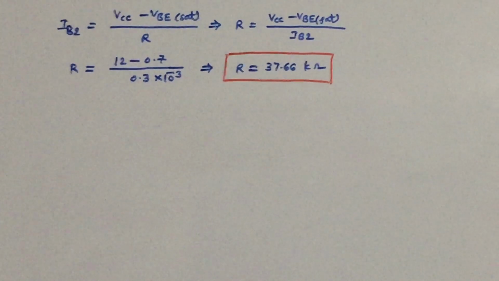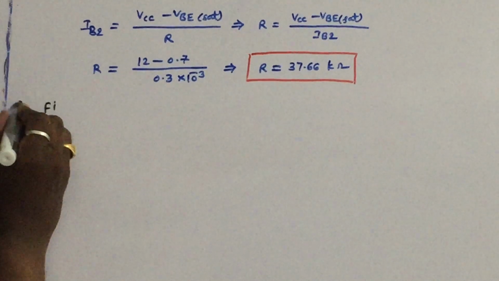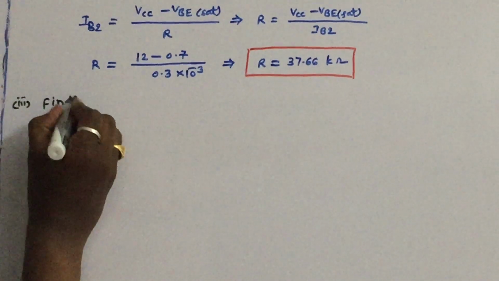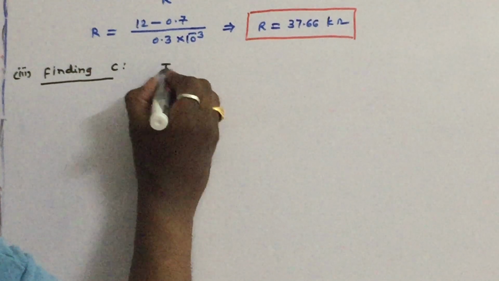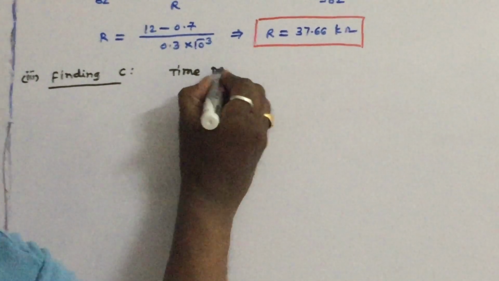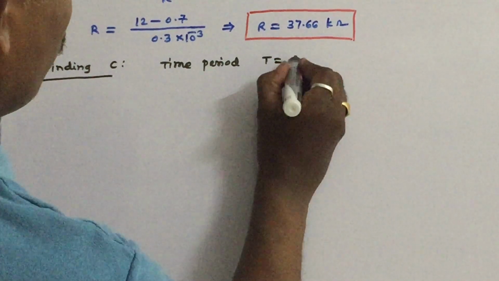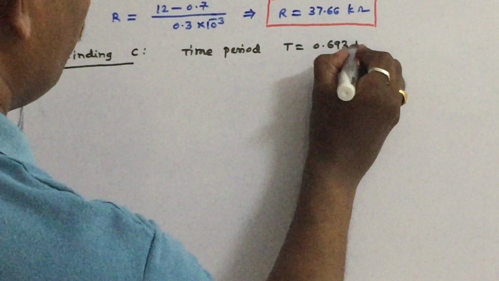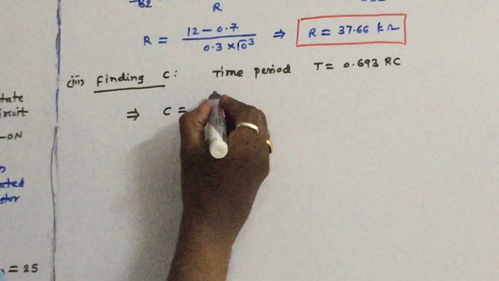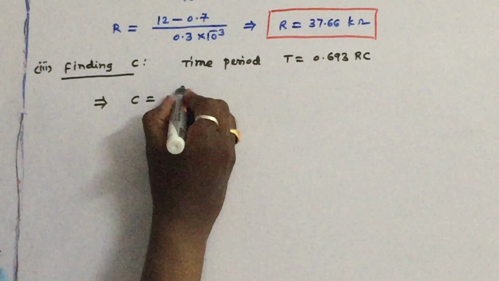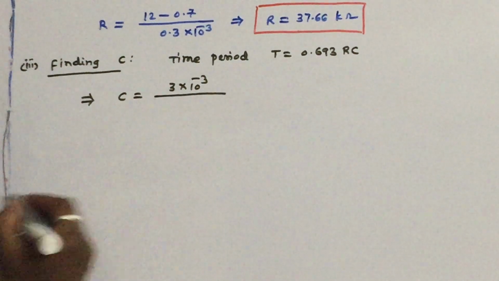Now, let us calculate step number 3, finding the capacitor value C. How to calculate? From the time period formula. What is the time period formula of a monostable multivibrator? T is equal to 0.693 into RC. From which I want the capacitor value C. So what is the time period given? 3 into 10 power minus 3, this is the time period of the pulse to be generated.